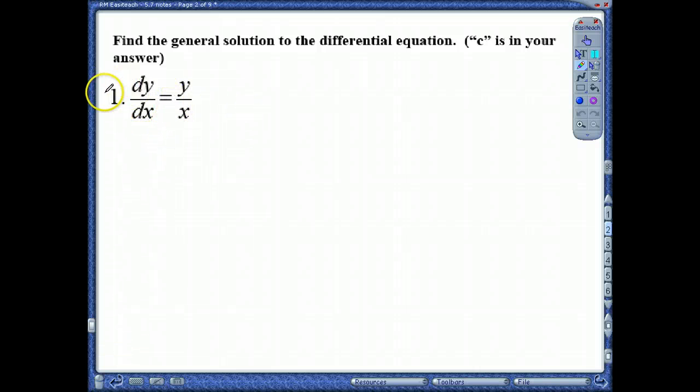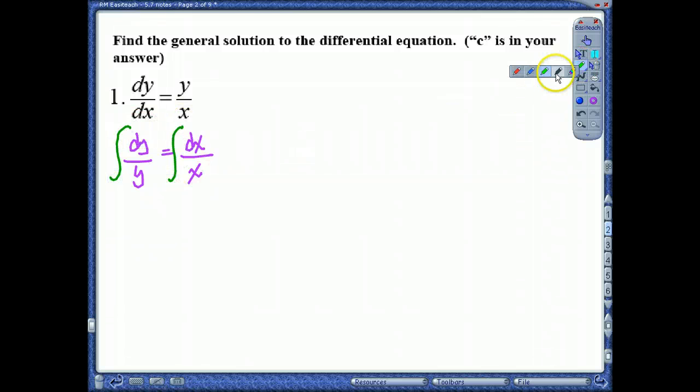So on our first example here, I'm going to divide both sides by y and multiply both sides by dx. So I end up with dy over y equals dx over x. I'm going to integrate both sides. Once you have it separated, you are going to integrate it. Well, dy over y, dx over x, that's just the natural log of the absolute value of y. That's going to equal the natural log of the absolute value of x plus c.